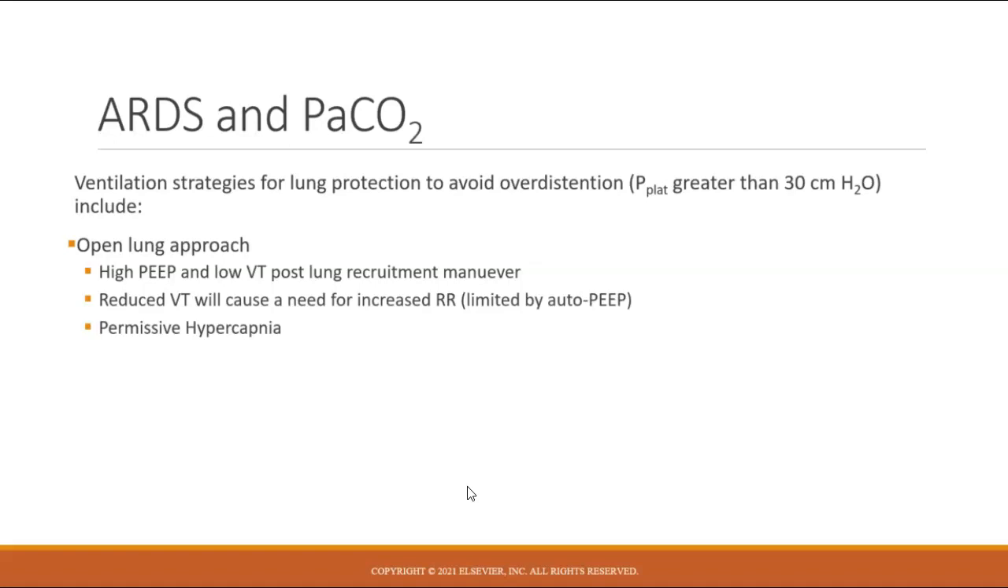Okay, when thinking about using your PCO2 in your ARDS patients for ventilation strategies, we want to be lung protective. We want to avoid that overdistension. We do that by keeping our plateau pressures less than 30. Overdistension occurs when plateau pressures are greater than 30, so we want to keep it less than 30. We do this by doing something called the open lung approach.